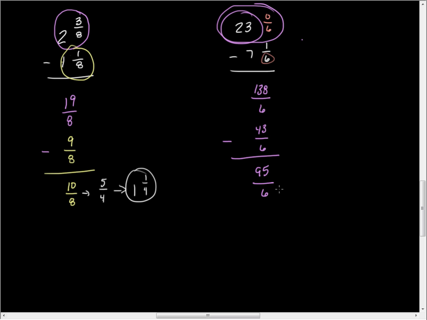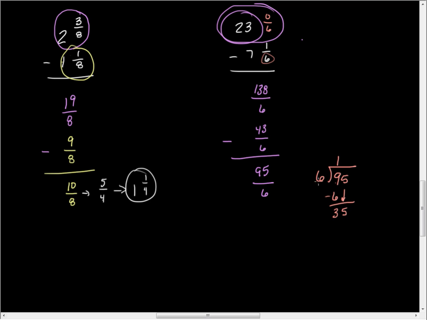So we need to go ahead and divide this out. Over here on the side, I'm going to take 6 and divide that into 95. So 6 goes into 9 one time. 1 times 6 is 6. When I subtract, I have a 3. Bring down the 5.